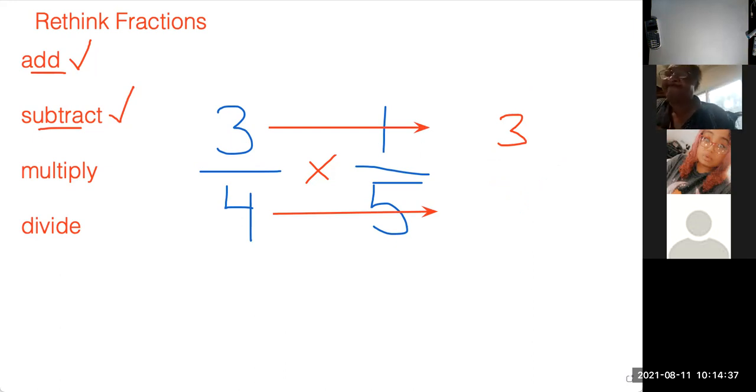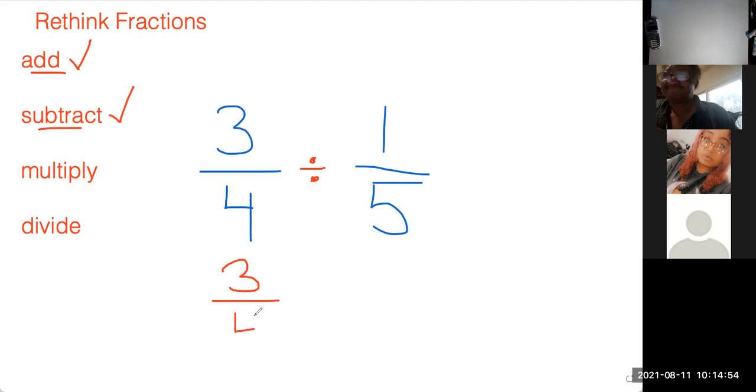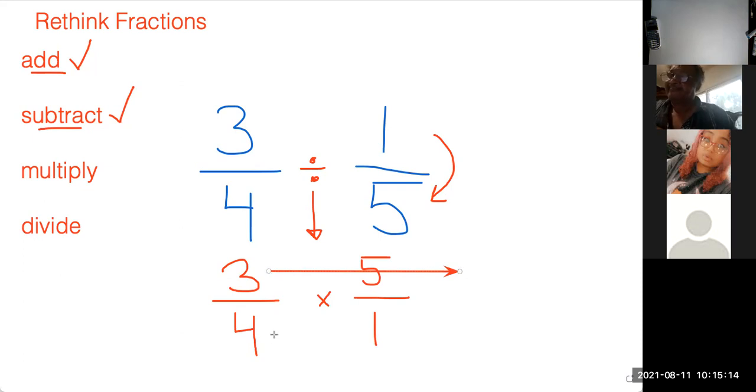And division, if this was division, then all we got to do is think, man, I'd much rather multiply. And math says you can. We're going to keep the first fraction the same, change this to multiply, and flip this one upside down. And now we just do what multiply says. So that's the old keep, change, flip. We multiply across the top and we multiply across the bottom.